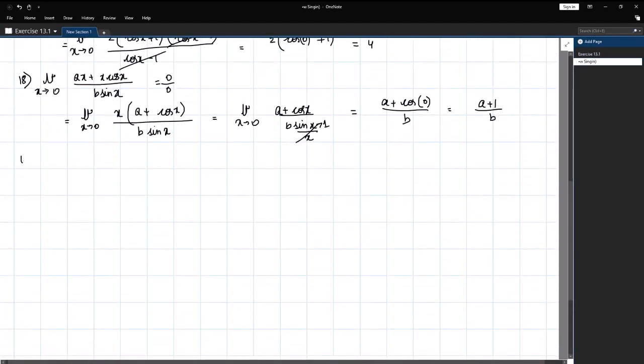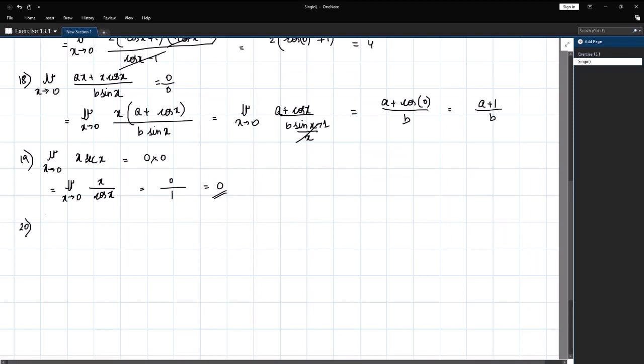So now question 19. Limit x tends to 0 of x secant x is what? If we substitute, we'll have 0 into infinity form. To simplify this, limit x tends to 0, x divided by cos x. Now if we substitute, we'll get 0 in the numerator and 1 in the denominator, that is nothing but 0.